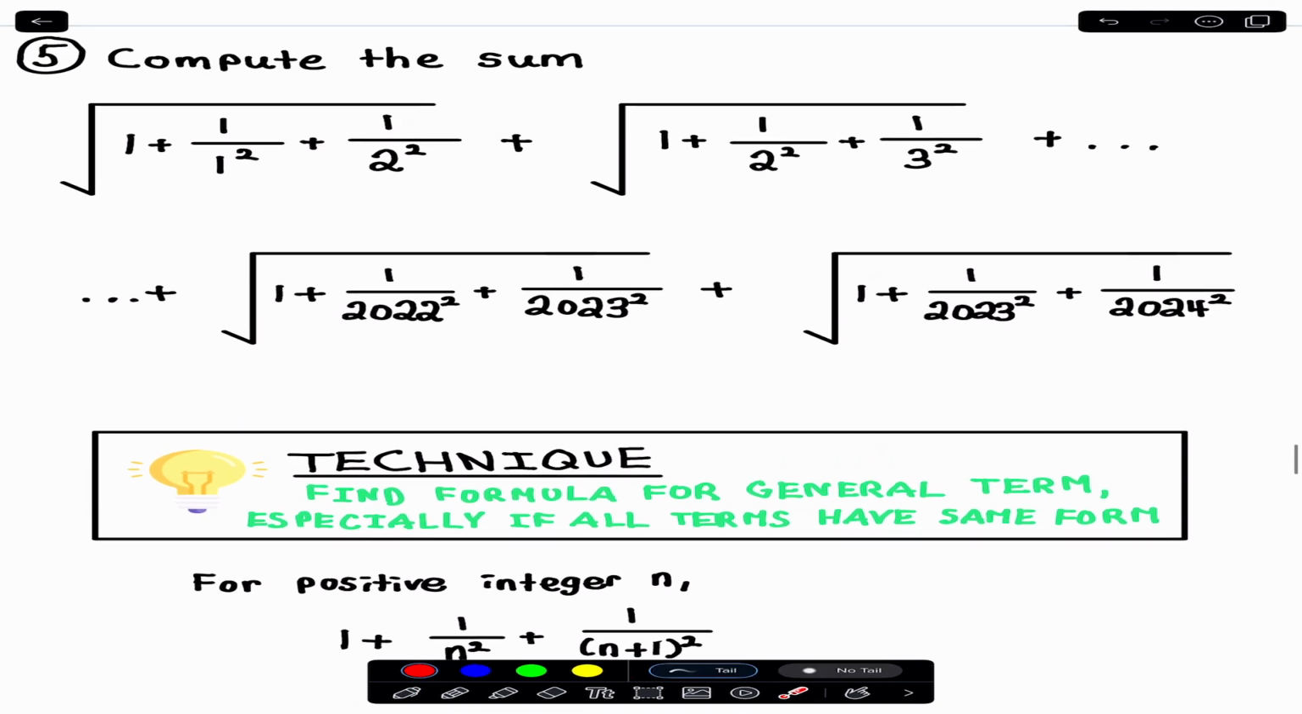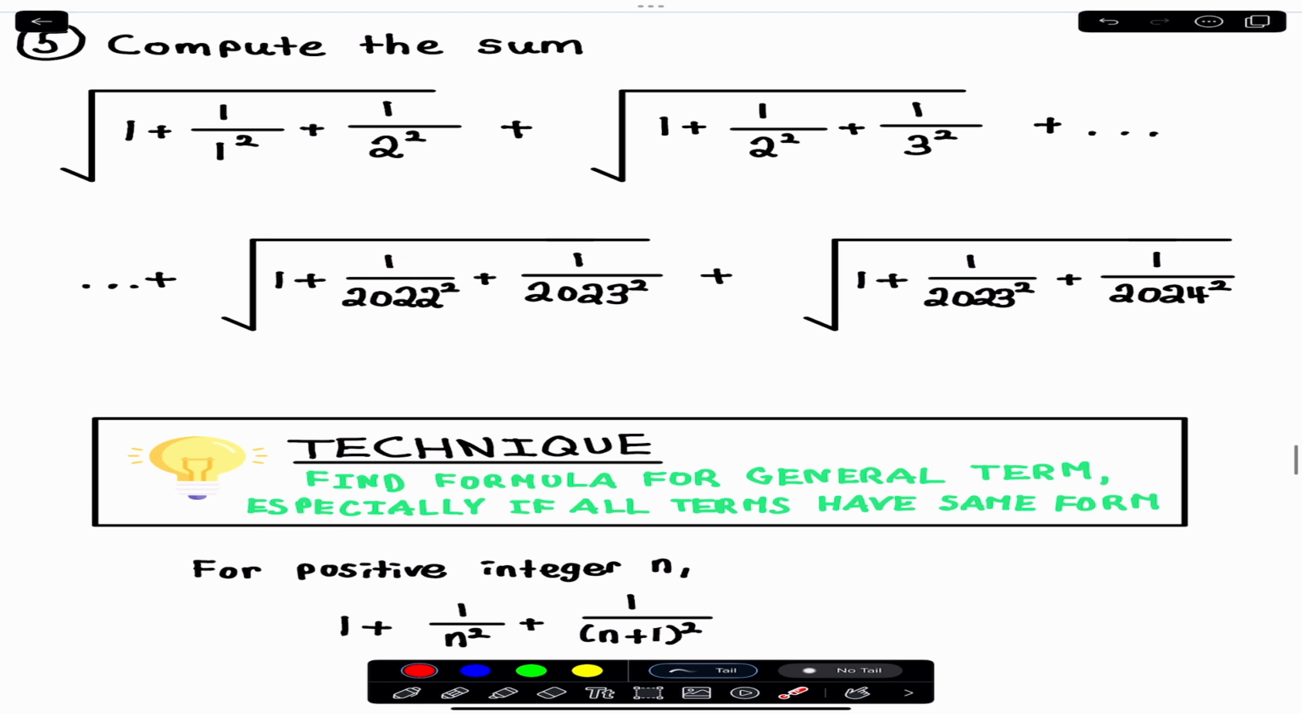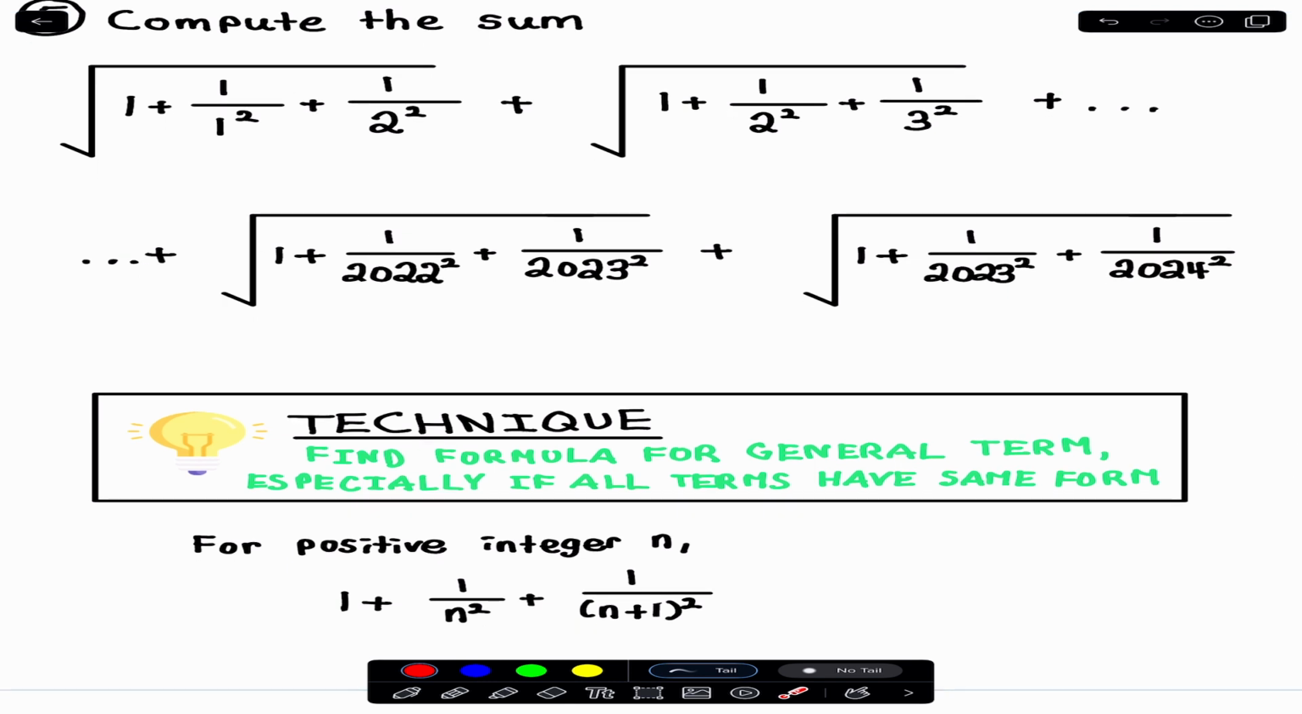So what do I mean by that? I mean that every term in the sum looked identical to each other. Okay? So they all have a square root. They all have a 1 plus 1 over something squared plus 1 over the number plus 1 squared. So 1 higher. Great. That is amazing.